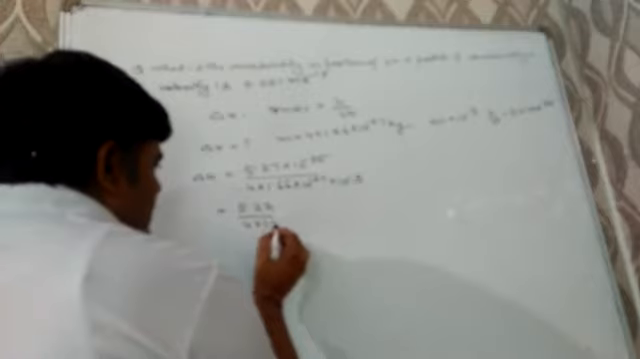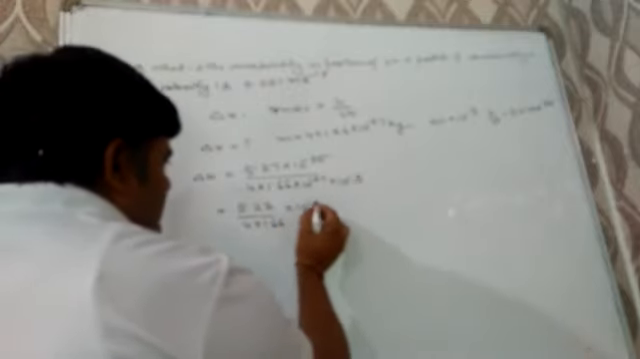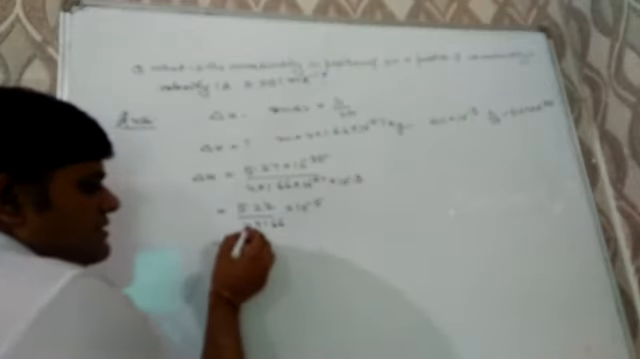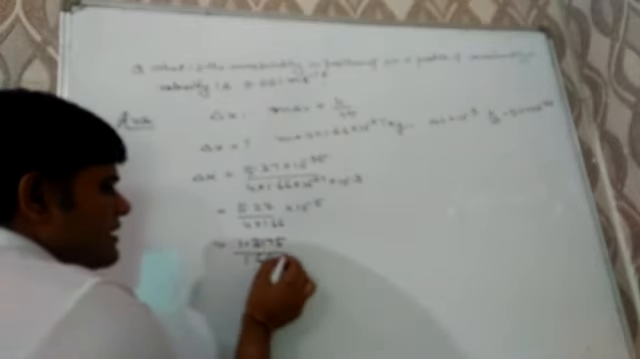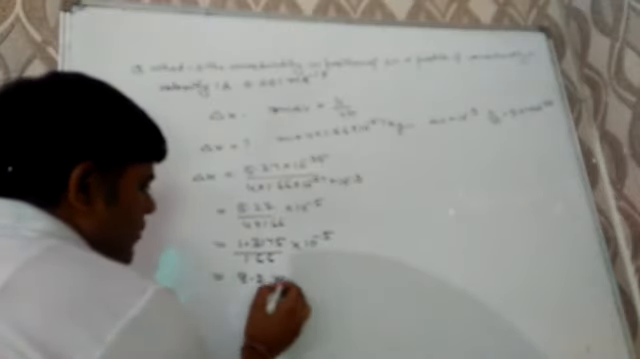So that comes out to be 5.27 over 4 into 1.66 into 10 to the power minus 5. On dividing it, we will get 1.3175 over 1.66 into 10 to the power minus 5, and that comes out to be 8.2 into 10 to the power minus 6 meter. Approximate value is this one.